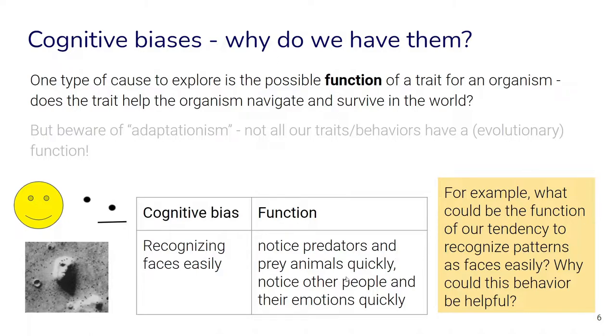Some things you might have come up with is that it can be helpful for us to notice predators and prey animals quickly, at least from our evolutionary history. So if there are certain animals in the bushes, we would very quickly notice them. And also for us as a social species, it can be a good function because it helps us notice other people quickly and also their emotional states, the facial expressions. So these might indeed be some important functions for why we actually have this kind of cognitive bias of recognizing faces very easily and quickly.